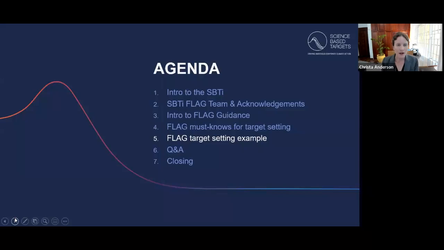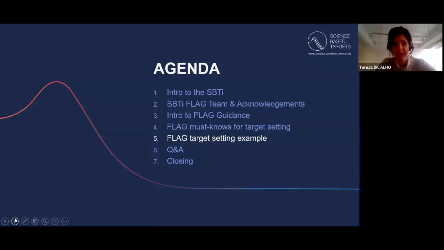So that was a summary of the top 4 must-knows on target setting for FLAG. From here, I want to turn to my colleague, Teresa, to talk about a target setting example. Thanks, Krista, and thanks everyone for joining us today. I will spend a few minutes to present you a hypothetical case to illustrate FLAG target setting.